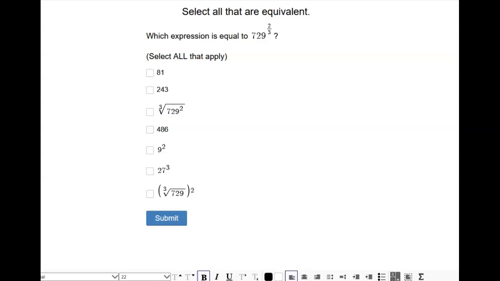Question 5, select all that are equivalent. So we want to know which expression is equal to 729 to the power of 2/3. So let's start with the most obvious ones.